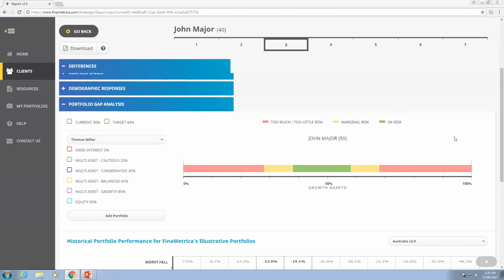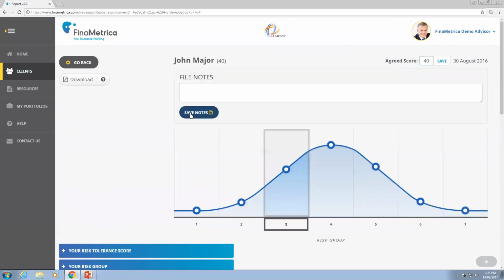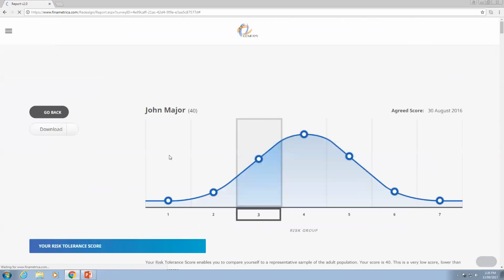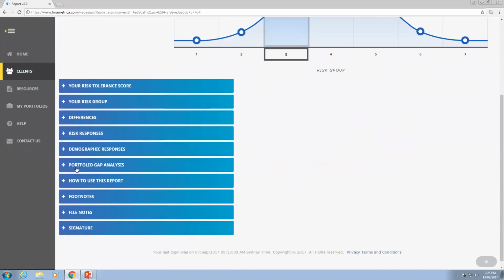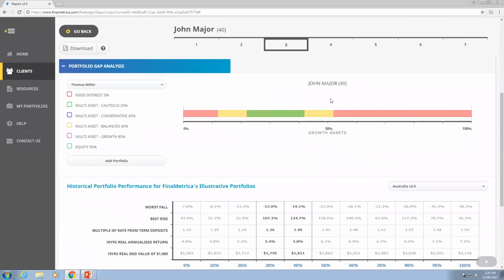So what you can see on screen is John's comfort zone for, oh, it's 50. I must have adjusted his score. Hold on. Let me just change his score back to 40 and refresh that. Okay. So here we go. John's score of 40, and here's his comfort zones.